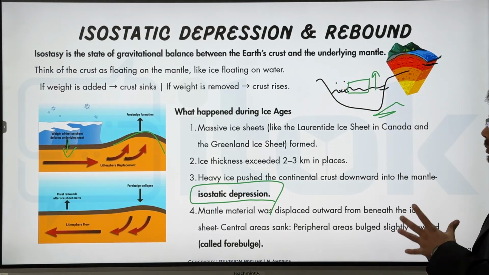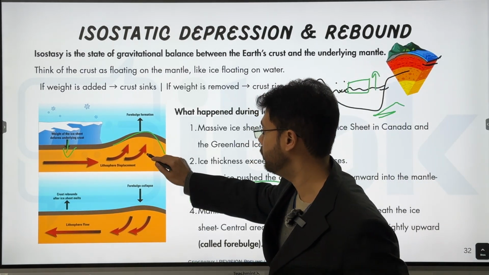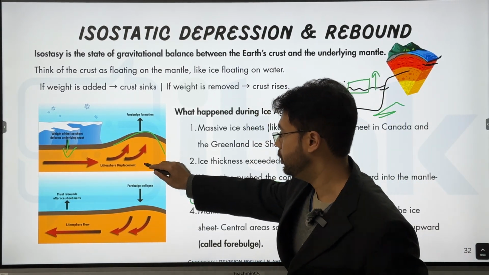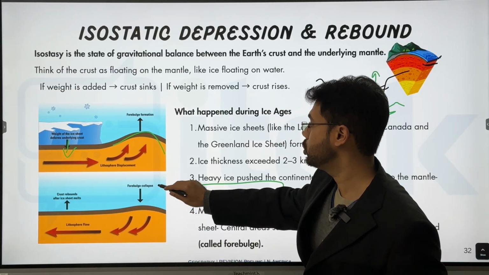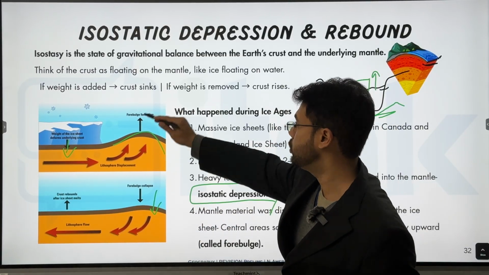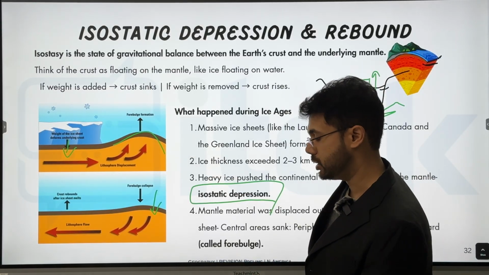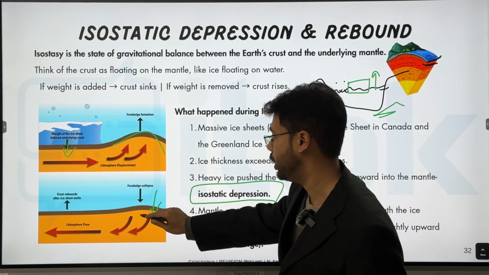Now, when the ice sheet melts and there is a rebound, the lithospheric displacement will go back and there will be a forebulge collapse. Simple: the ice sheet presses with its weight, forebulge formation. Then when the ice sheet melts and the crust rebounds up, we get the forebulge collapse.